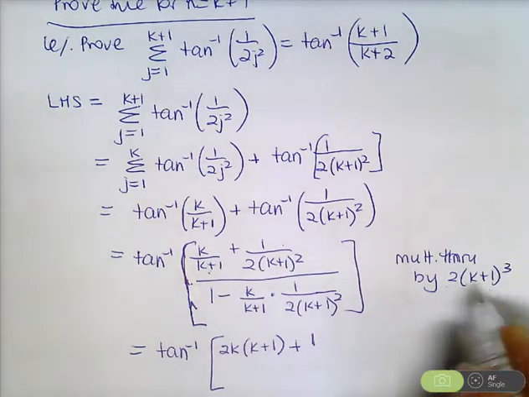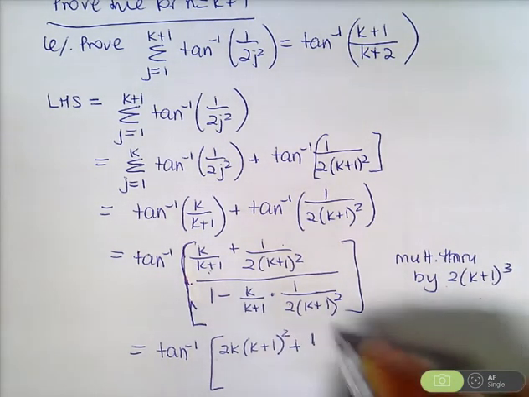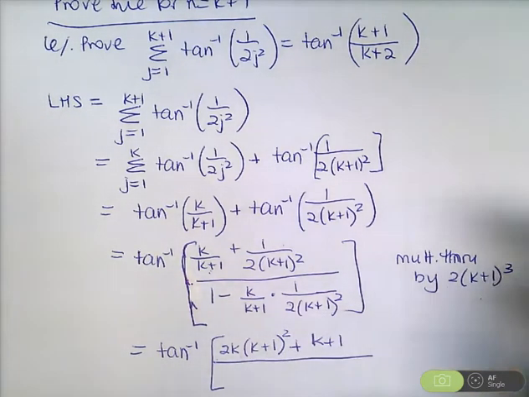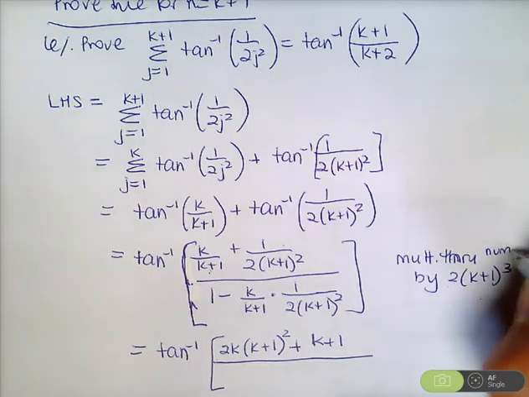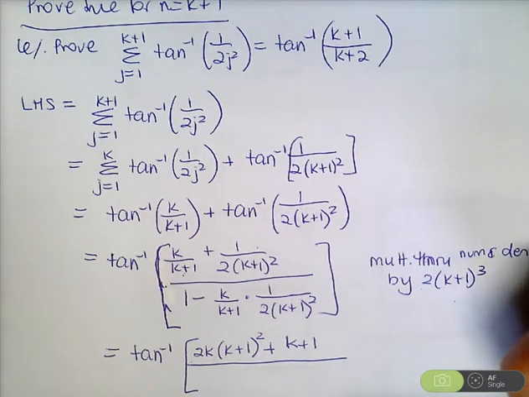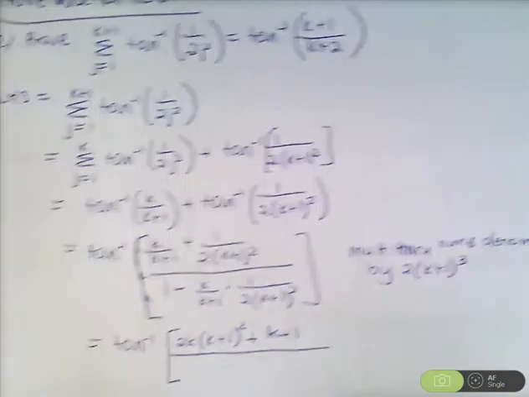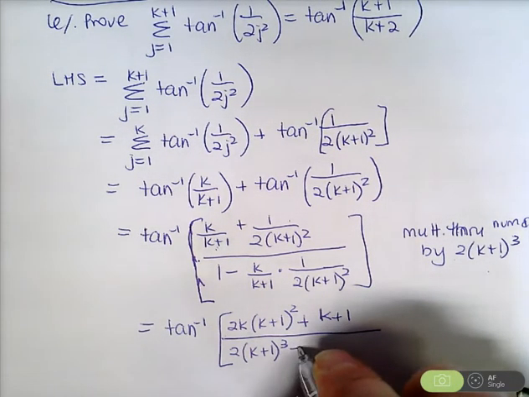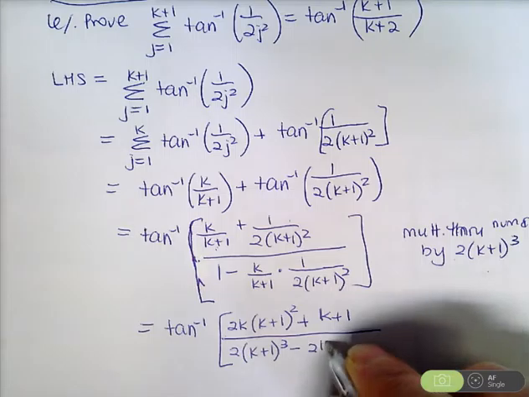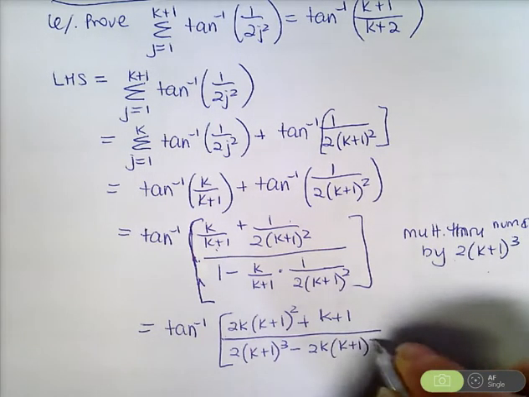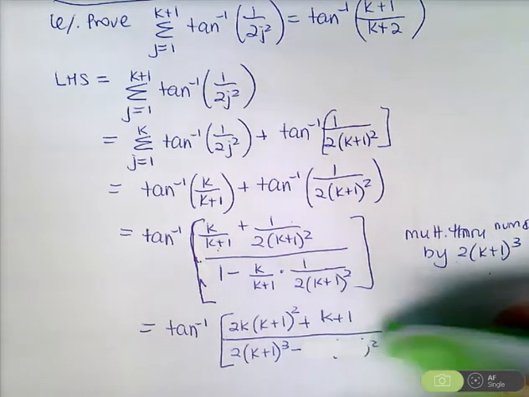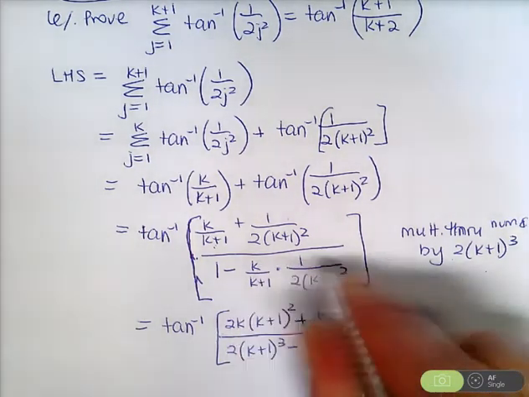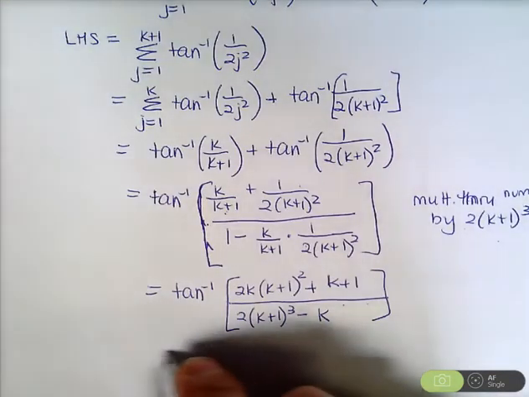So we will get 2k times k plus 1 squared plus, we'll get another k plus 1 here, over 2 bracket k plus 1 cubed minus, we'll get 2k times k plus 1 squared. Oh no, we won't. Sorry, this is all one term, remember? So we've got 2 bracket k plus 1 cubed here, so we'll just get minus k. Okay, so just be careful there.